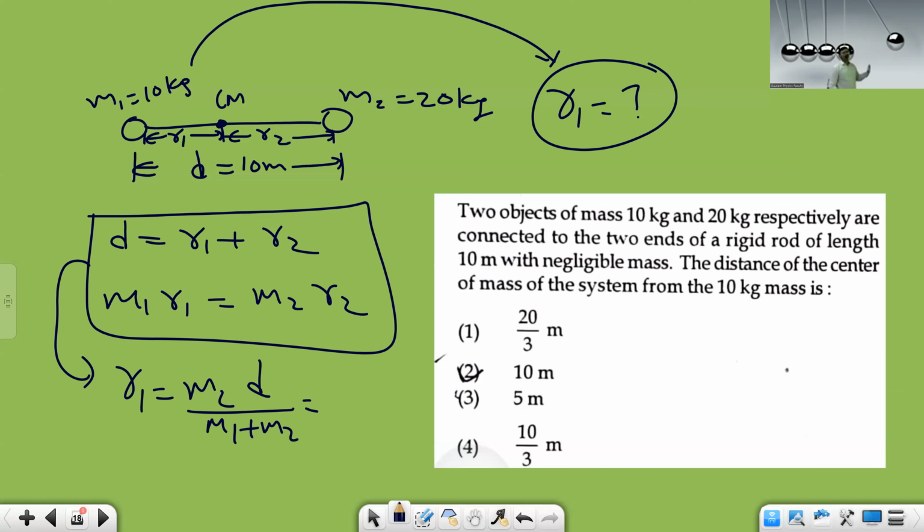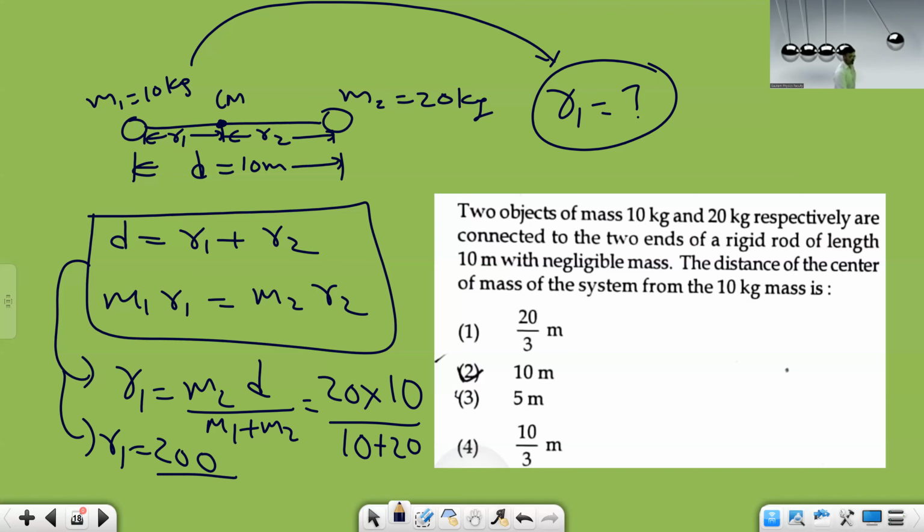So what is the M2 value? M2 value is 20. What did the D value say? Distance between the two masses is 10. So I can write here 10 into 20, that is nothing but R1 is equal to 200 by 30, and 0, 0 cancel, and my answer is 20 by 3 meter. I hope you guys understood how we got this simple center of mass based problem.